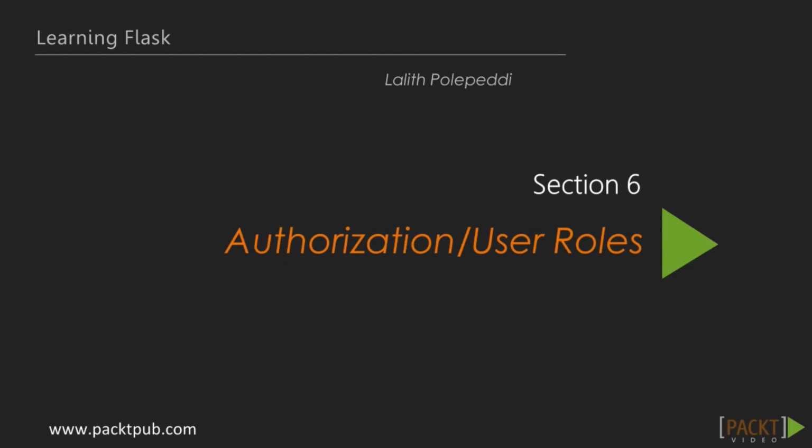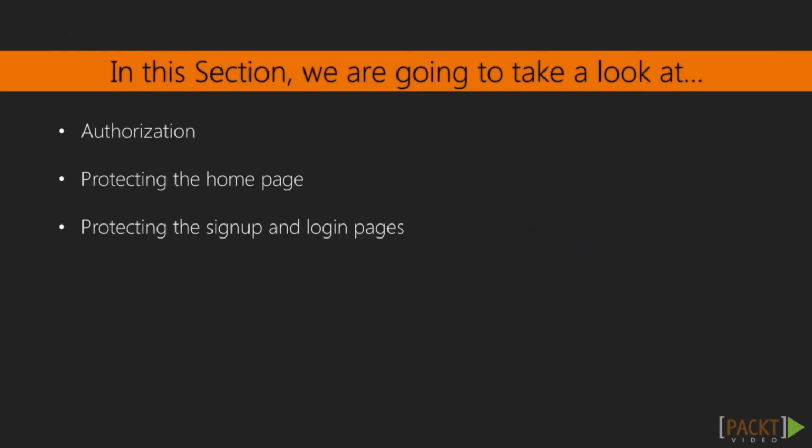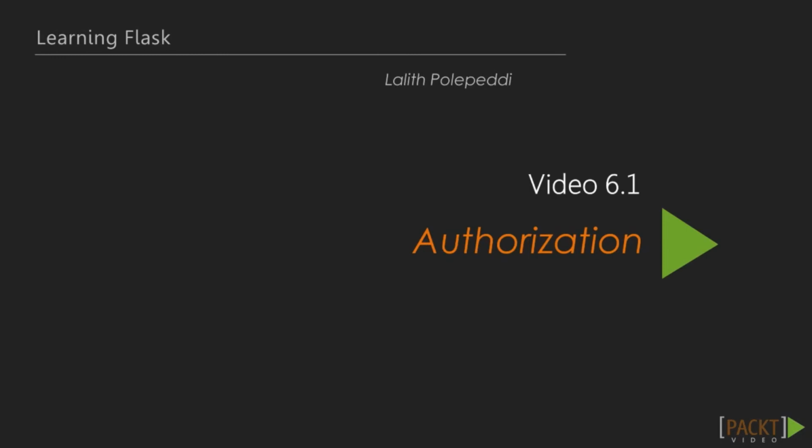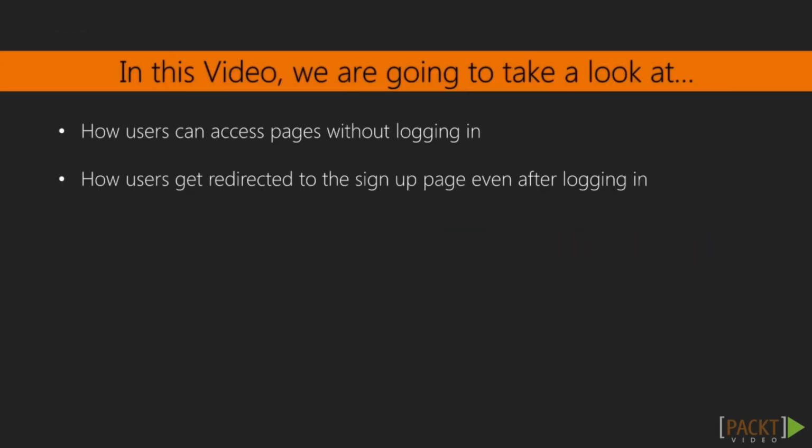In the last section, we built an authentication system from scratch. In this section, we'll take a look at authorization. We'll see how to protect the home page, the sign-up page, and the login page. More specifically, in the first video, we'll tackle the problem of why users can visit pages even if they aren't logged in, and why they can still see the sign-up page after they are logged in.